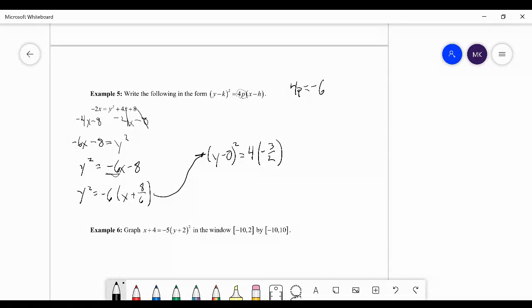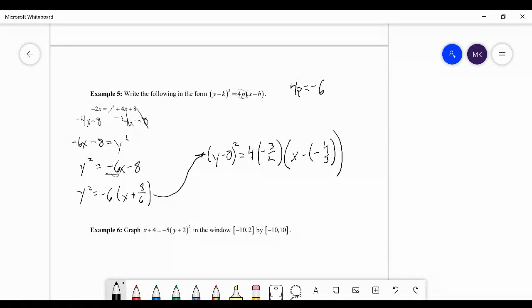What I just did there is I took 4p equals negative 6, and I figured out what p needs to be. P has to be negative 3 halves. And so then I wrote it as 4p instead of negative 6. And again, to be super exact with this, I'm going to write it as x minus. And since it was x plus 8/6, it's actually going to be x minus negative, and 8/6 simplifies to 4/3. And there we have it.